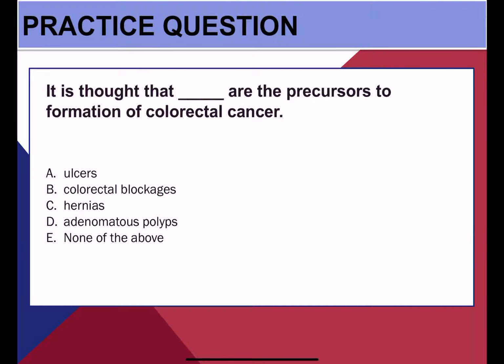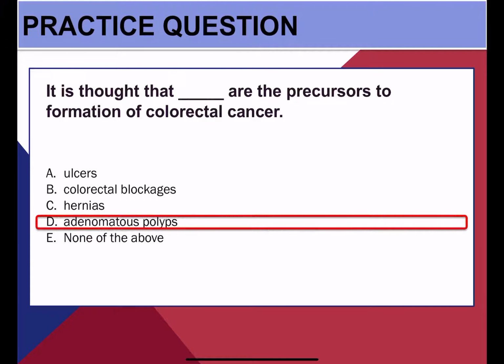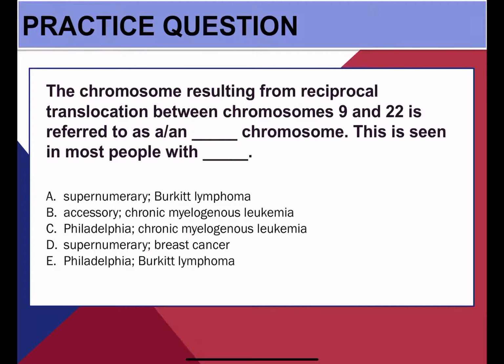It is thought that blank are precursors to the formation of colorectal cancer: adenomatous polyps. Adenomatous polyps are the benign precancer tumors that can lead to the formation of colorectal cancer.